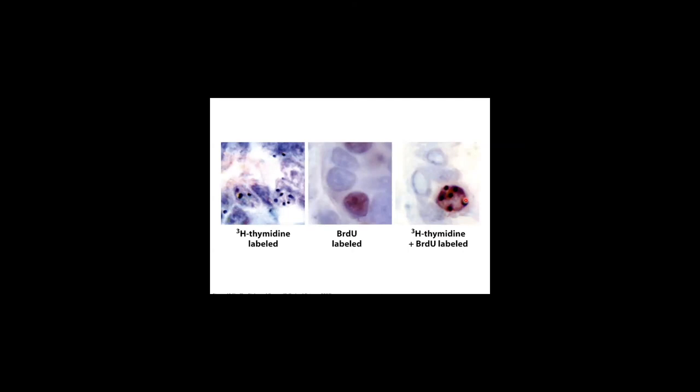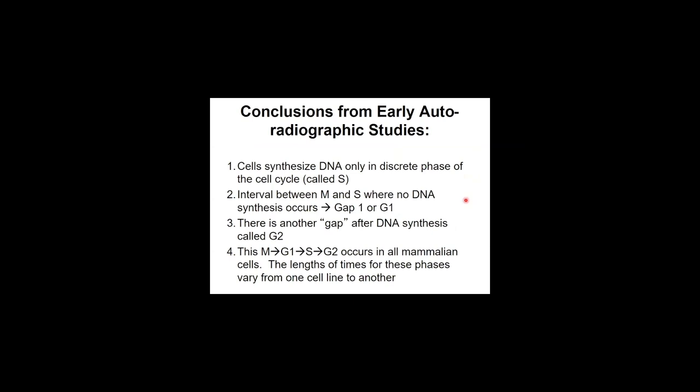What did they learn from all these studies that they did? These are all going to be obvious to us today, but at the time they were surprising. Number one, cells synthesize DNA only in a discrete phase of the cell cycle that they called S phase. Number two, that the interval between M and S was a time when no DNA synthesis occurred at all. They called this gap one, or G1 for short. There was a second gap after DNA synthesis that they called G2. And then this progression from M to G1 to S to G2 occurs in all mammalian cells in that particular order, never changing that order.